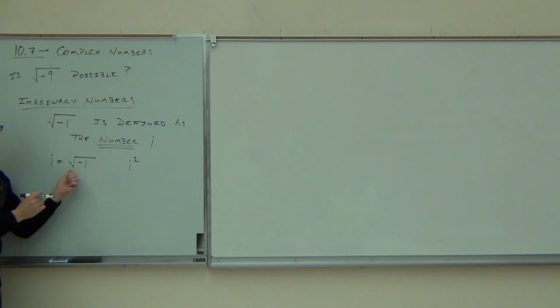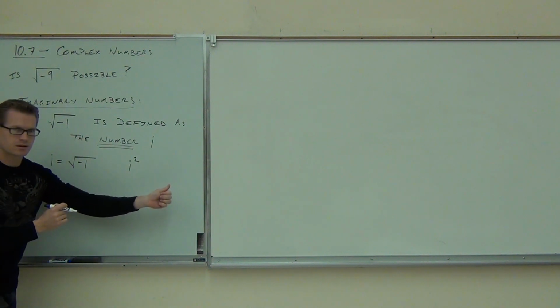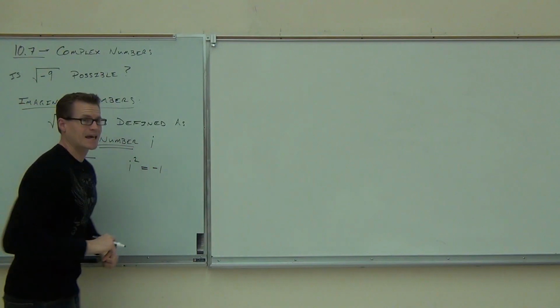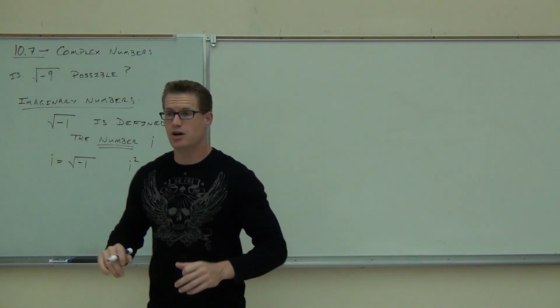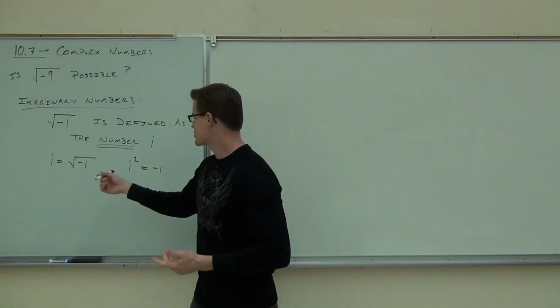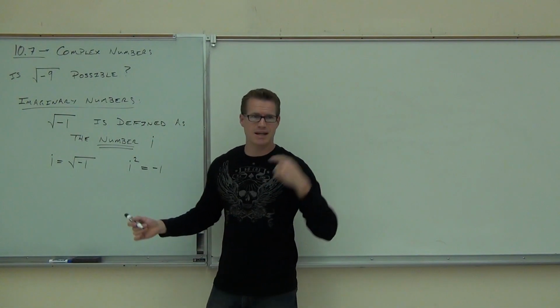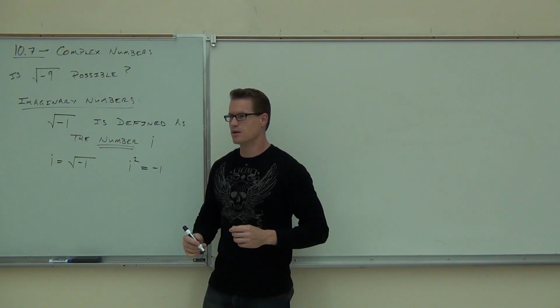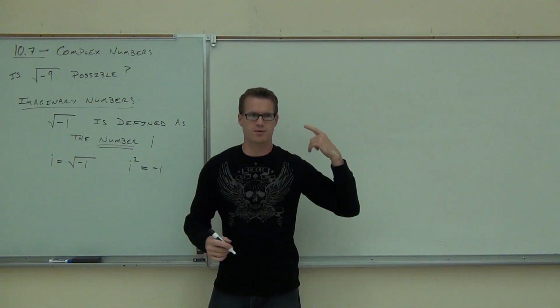So how much is i squared? -1. That's why I can't ask you, how much is i, and you tell me -1. How much is i? It's not -1, because i squared is -1. You can't have the same thing, right? If you say i is -1 and i squared is -1, something's going on in your head that's not quite right.